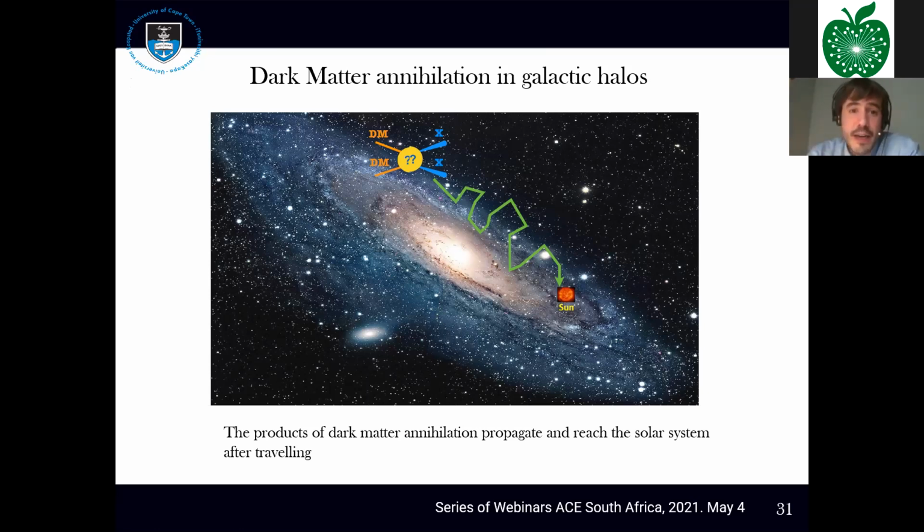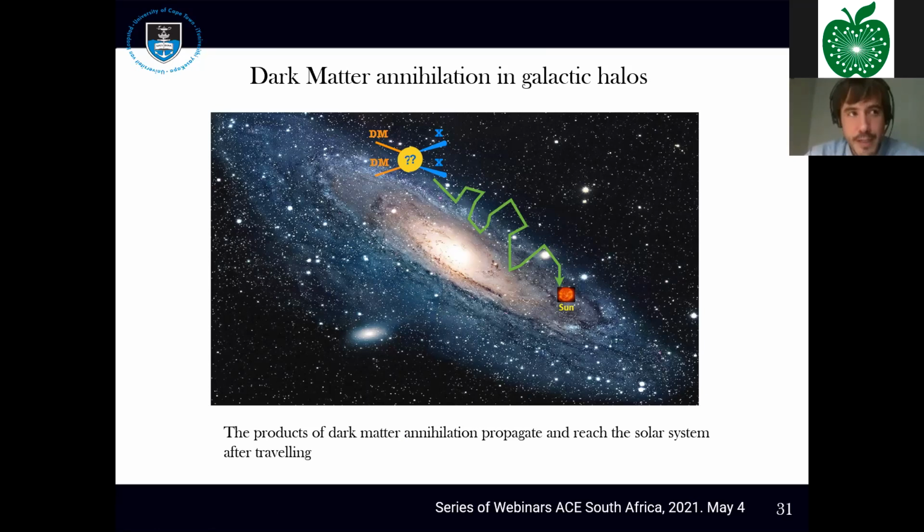The radiation and those particles, the product of the annihilation, will travel along the galaxy to different parts of the galaxy. Some of those particles will reach the solar system. We have many detectors there, so it's possible maybe to catch or to receive some signals from the annihilation of dark matter. Okay, so remember, dark matter annihilating into radiation or other particles.